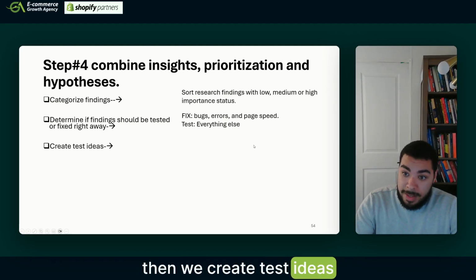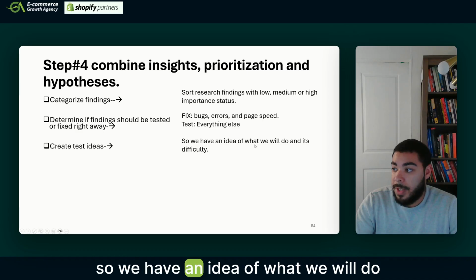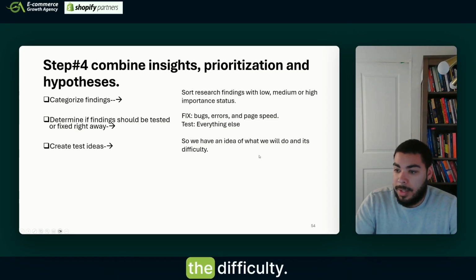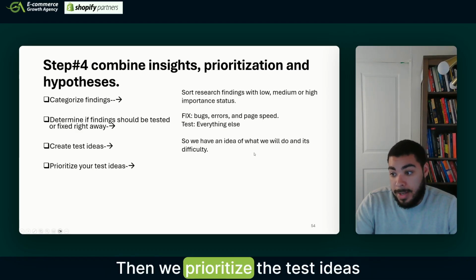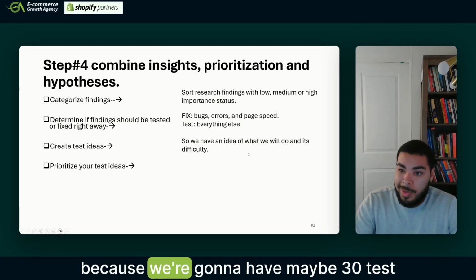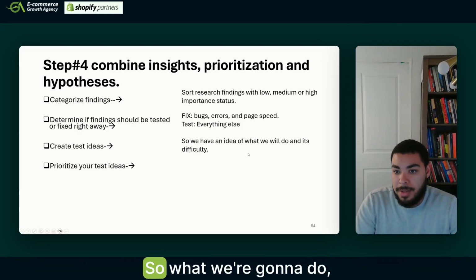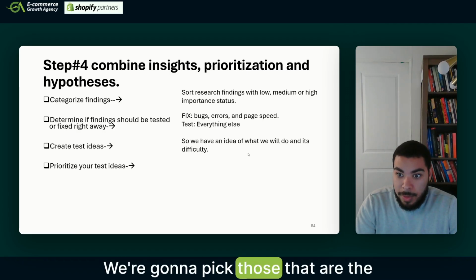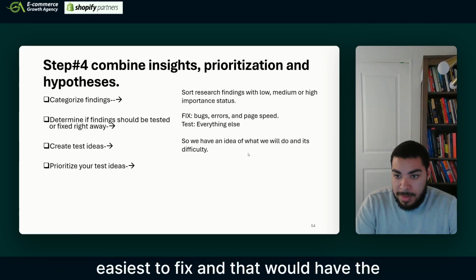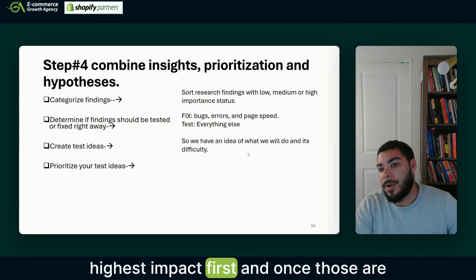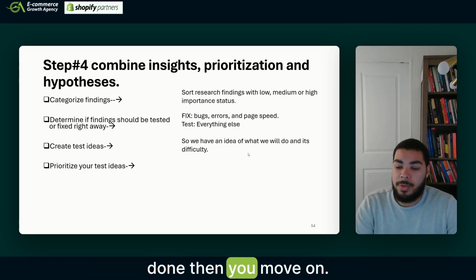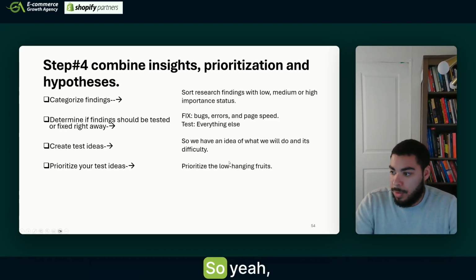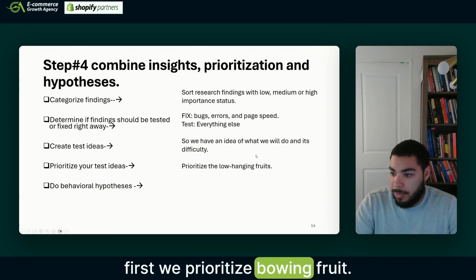Then we create test ideas, so we have an idea of what we will do and the difficulty. Then we prioritize the test ideas because we're going to have maybe 30 test ideas. So we're going to go with low-hanging fruits. We pick those that are the easiest to fix and would have the highest impact first. Once those are done, then you move on. So yeah, first we prioritize low-hanging fruits.